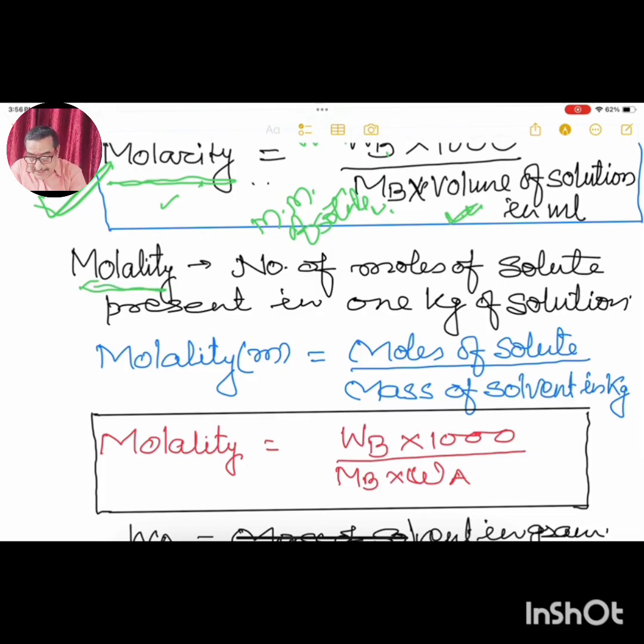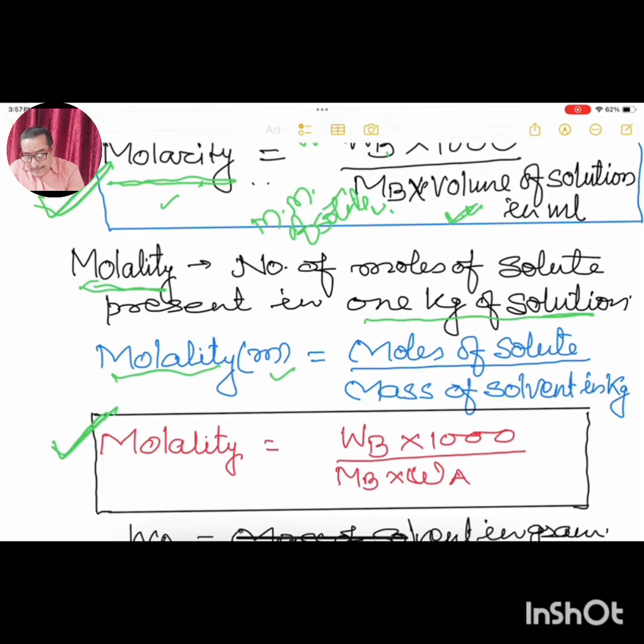The second thing is molality. Molality is the number of moles of solute present in 1 kg of the solvent. It is represented by small m: moles of the solute divided by mass of the solvent in kg. And if you come to the formula, because I already discussed the notation, it is WB into 1000 upon MB into WA.